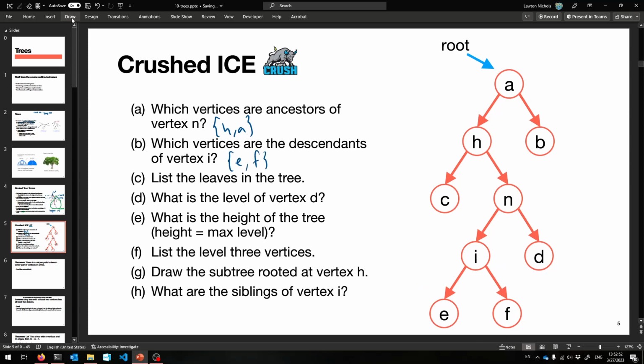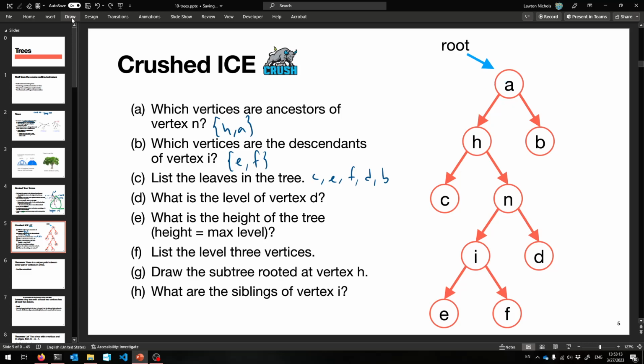The leaves of this tree are the ones without any children. So you have the C node, you have the E node, the F node, the D node, the B node. All those guys have no children. That's it. What is the level of a vertex? So this is always level 0 at the root.